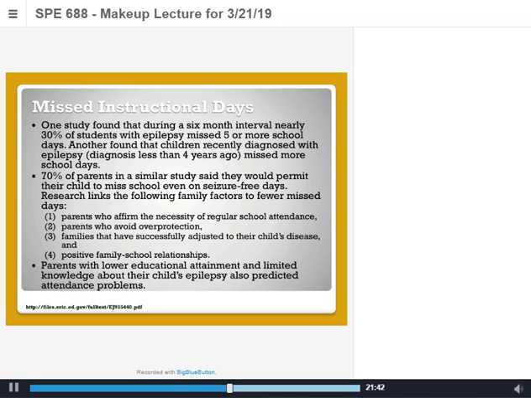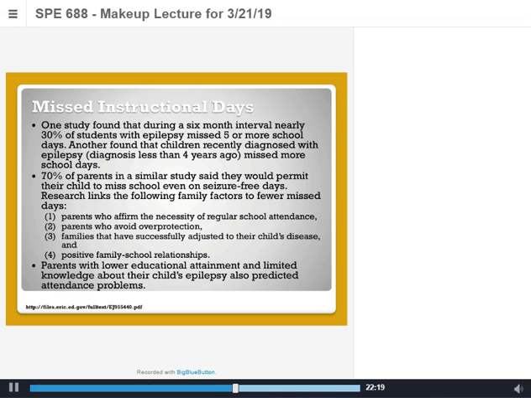Again, missed instructional days for this population is going to be huge, and you guys know that this is one of my areas of interest: how much time can kids miss before it starts catching up. So there's a study that found that during a 6-month interval, nearly 30% of students with epilepsy miss 5 or more school days, and kids that were more recently diagnosed miss more than that. 70% of parents in a similar study said they'd permit their child to miss school even on seizure-free days.